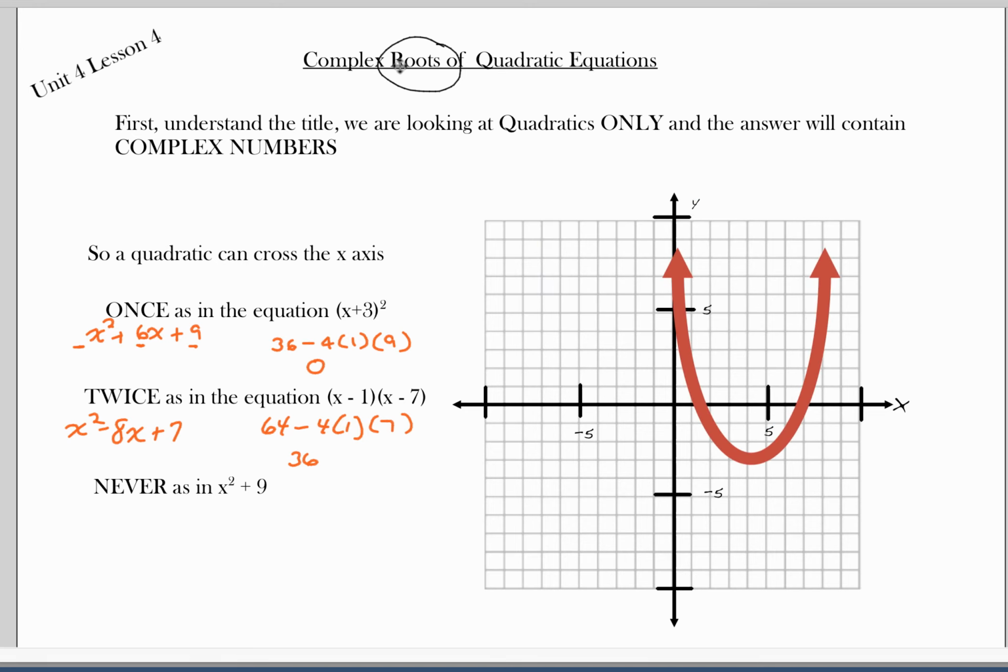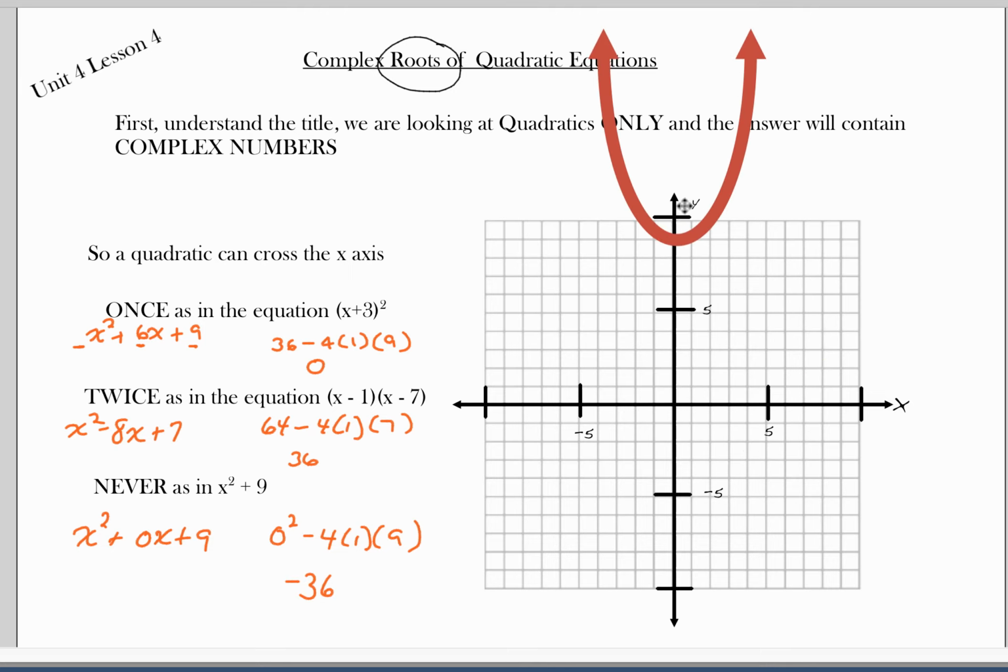And then we saw here that if we were to do the discriminant here, remember this is x squared plus, since there is no b value, it's 0. And if we were to do the discriminant there, b squared minus 4 times a times c gets me negative 36. And when we draw the picture of it, voila, there it is.